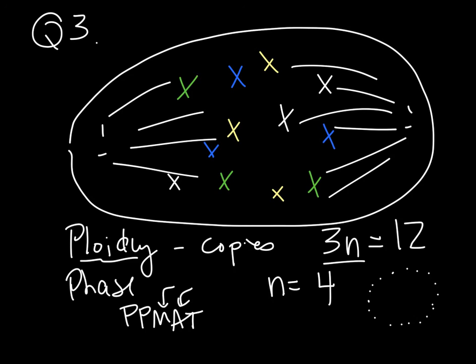But you could figure it out. You're smart people. So hopefully you would have said this is prometaphase, and the ploidy is 3N with a total number of chromosomes of 12 with 4 distinct chromosomes. Very good. All right. I'm hoping that helped.